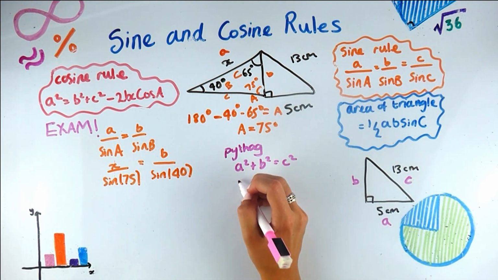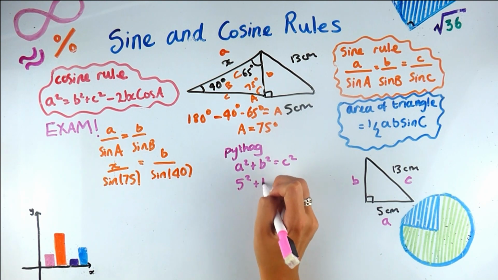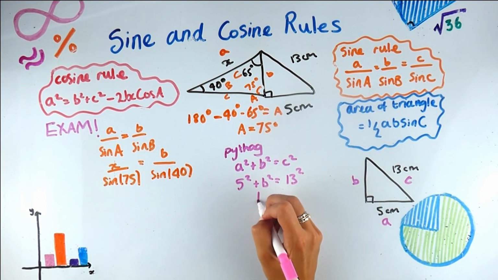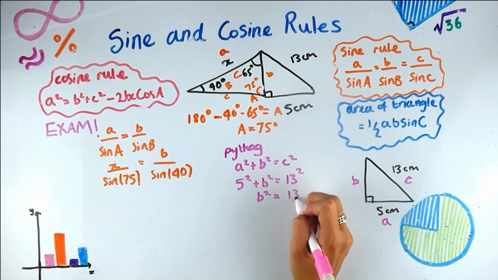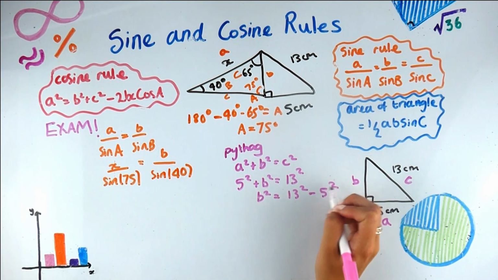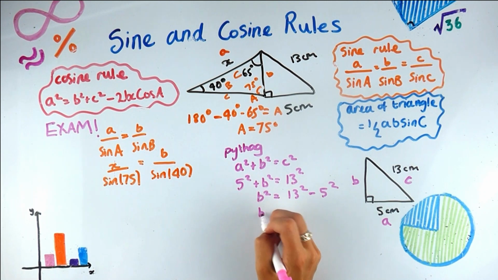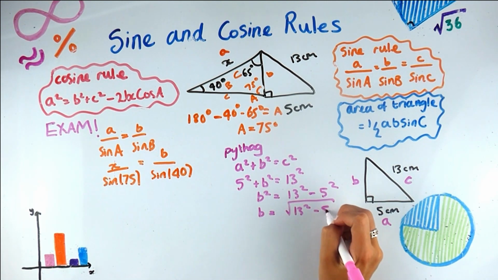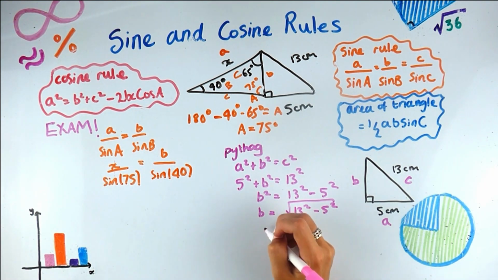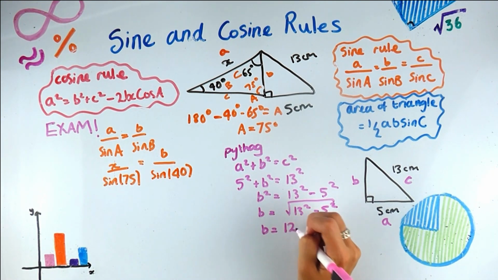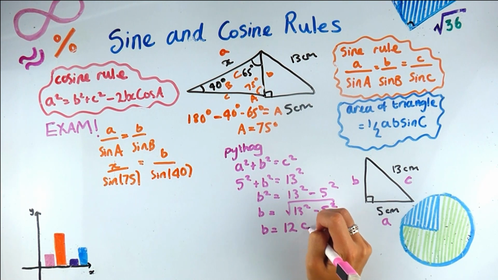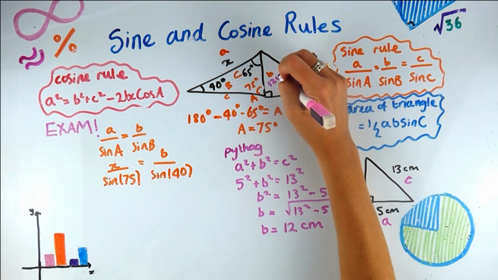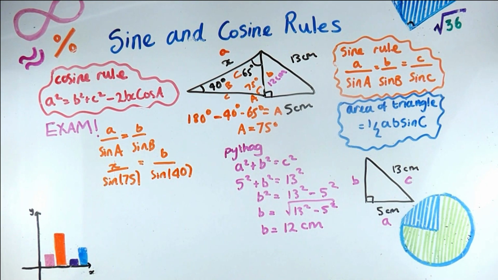Substitute in our values. a squared is 5 squared plus b squared equals c squared, which is 13 squared. Rearrange: 13 squared minus 5 squared, because we want to get rid of that. So b equals the square root of 13 squared minus 5 squared. And if you put it on your calculator, you should get that b equals 12 centimetres. So we know this is 12 centimetres and we know this is 12 centimetres.